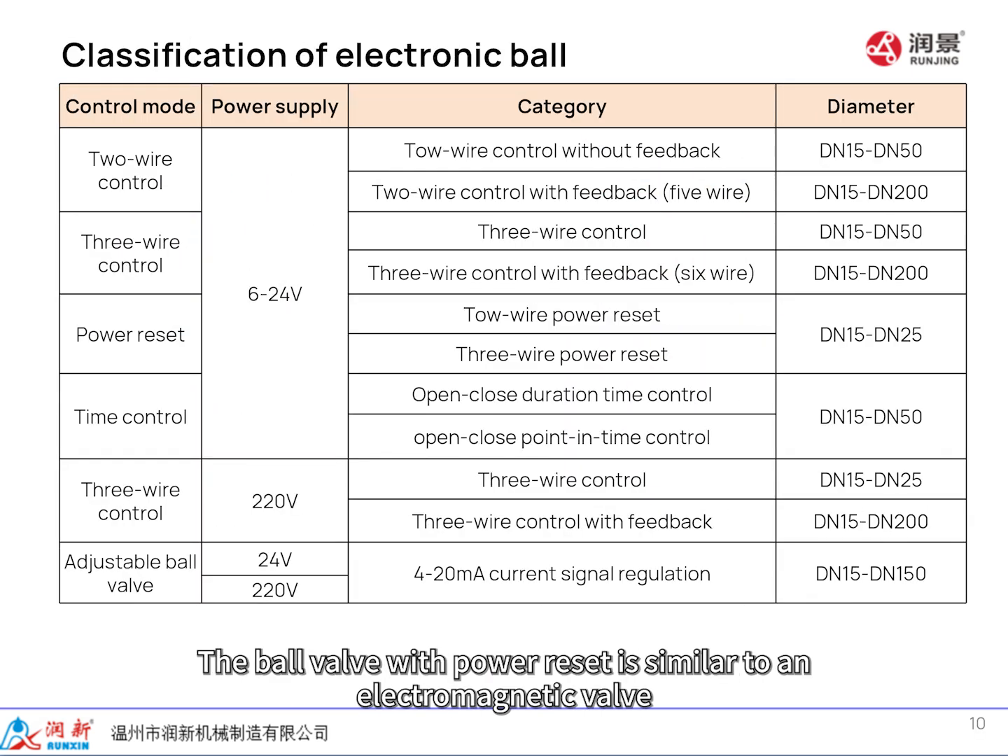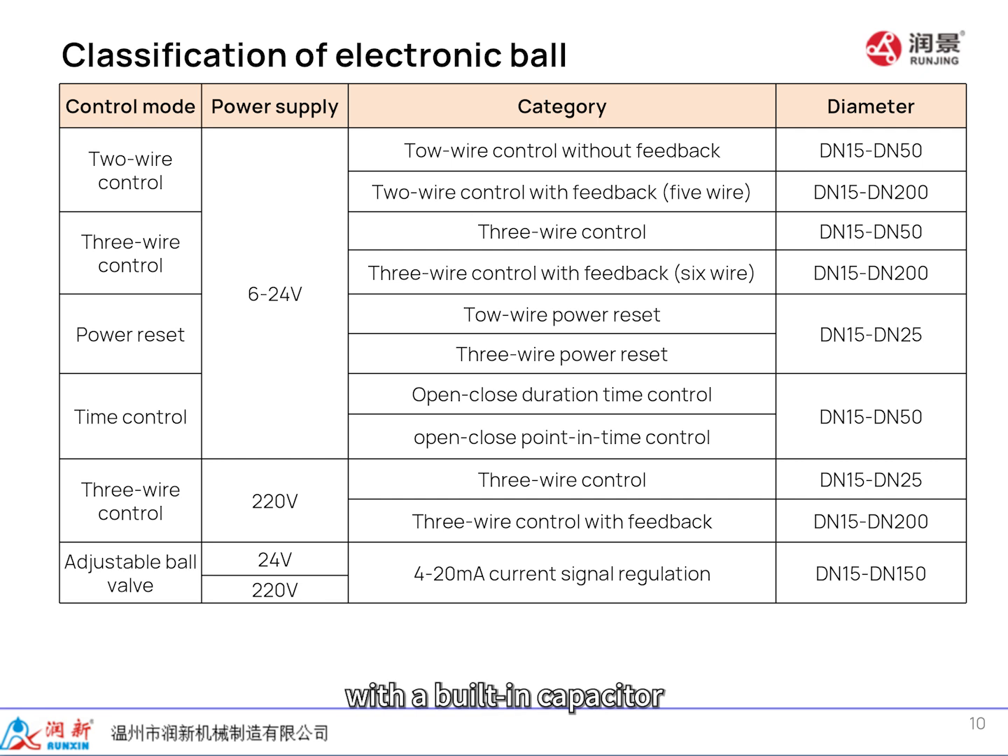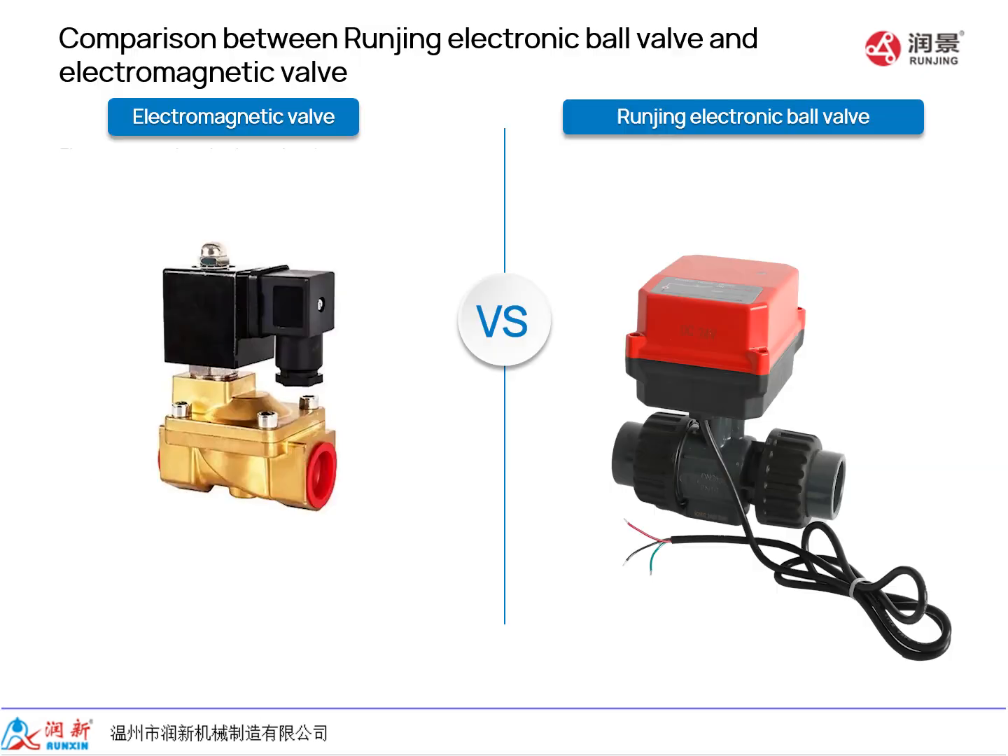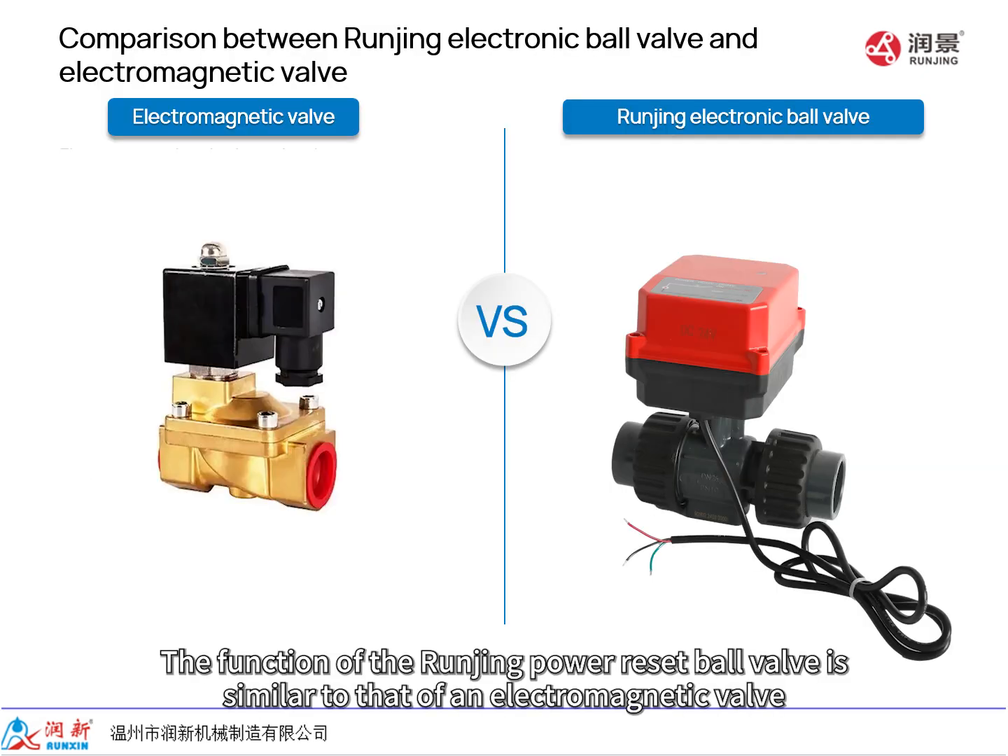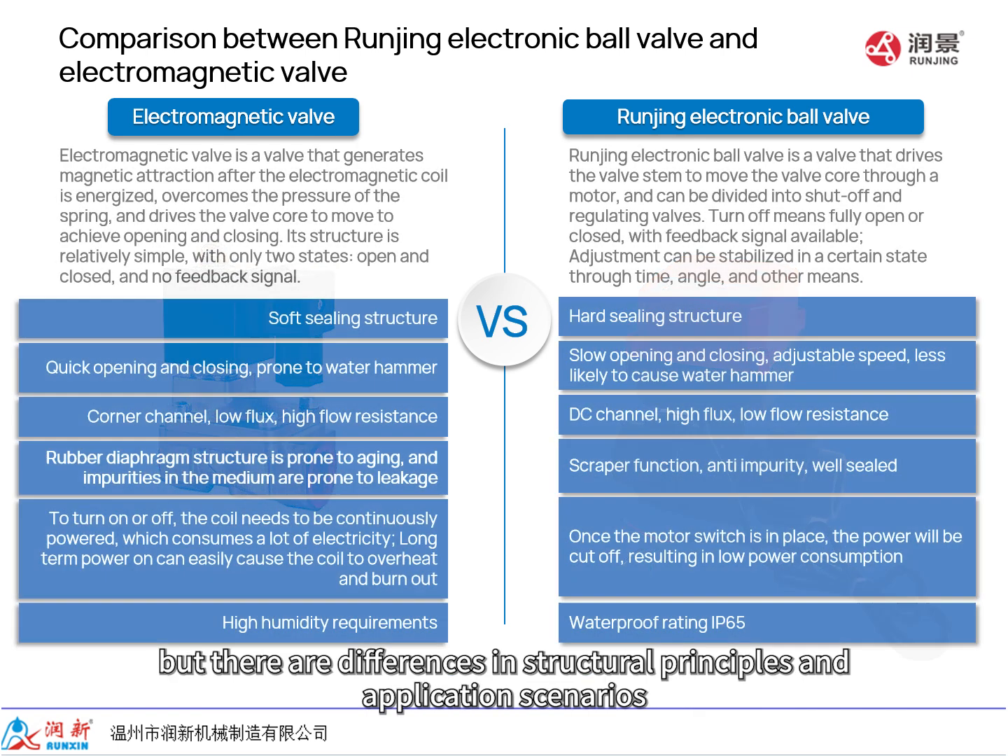The ball valve with power reset is similar to an electromagnetic valve, with a built-in capacitor. When the external power is cut off, the capacitor can discharge and drive the motor, and the valve will automatically reset. The function of the Runjing power reset ball valve is similar to that of an electromagnetic valve, but there are differences in structural principles and application scenarios.